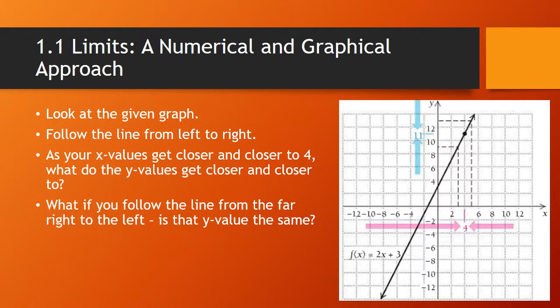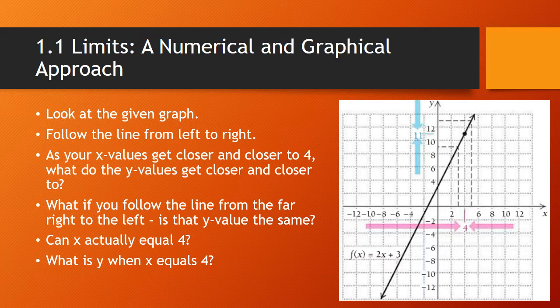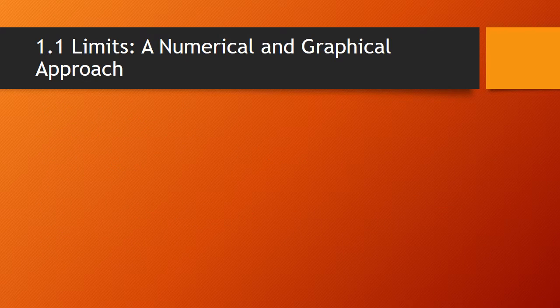Now, what if you follow the line from the far right? So start at the top right part of the line and then go down, lower your x values towards 4. Do you approach the same y value? And the answer is yes, you approach 11. Can x actually equal 4? Is there actually a point at 4? Yes, there is. And what is y when x equals 4? Well, it's 11. Limit equaling 11 and the value equaling 11.